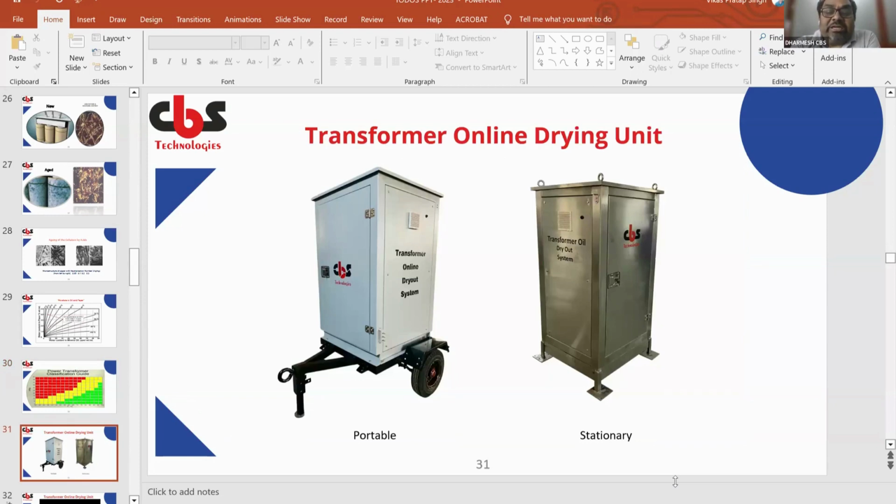The solution is that we are a manufacturer of oil dry out systems. They have two different types of transformer dry out systems. One is stationary and one is portable.